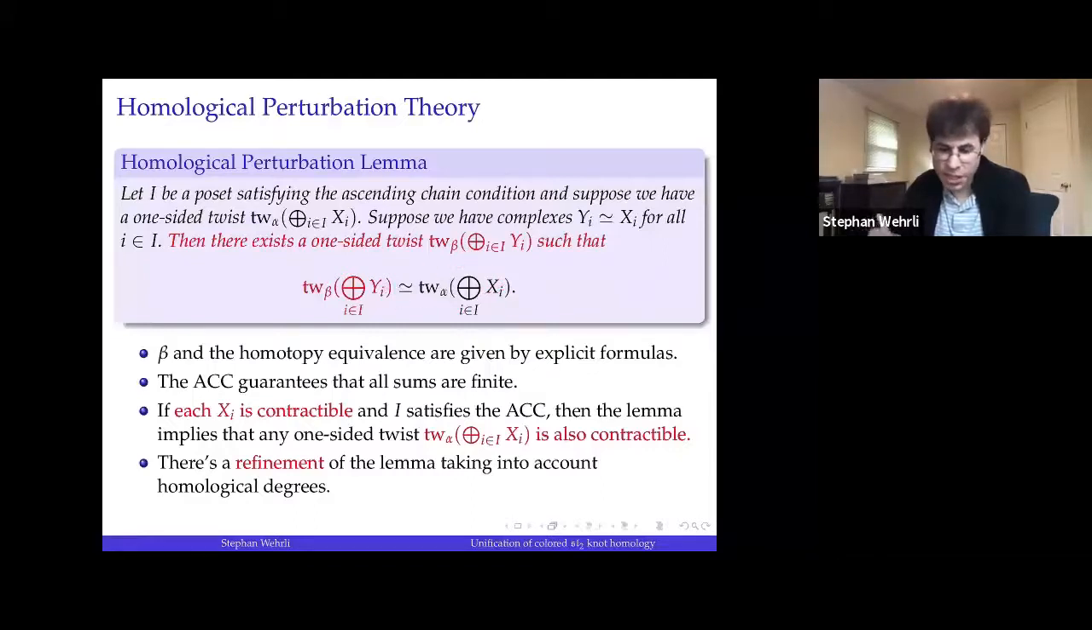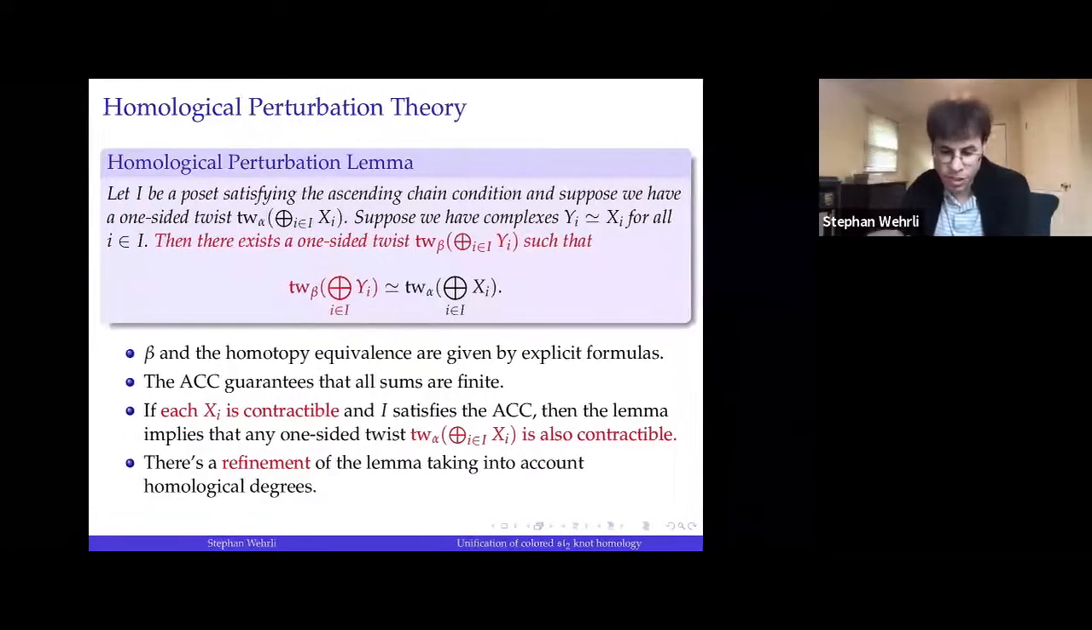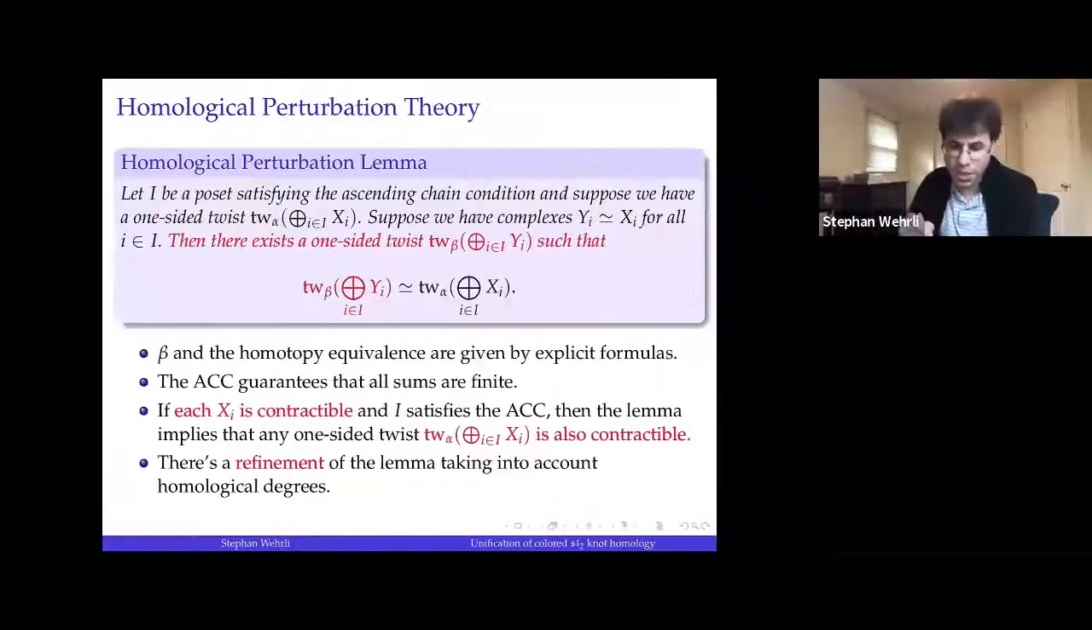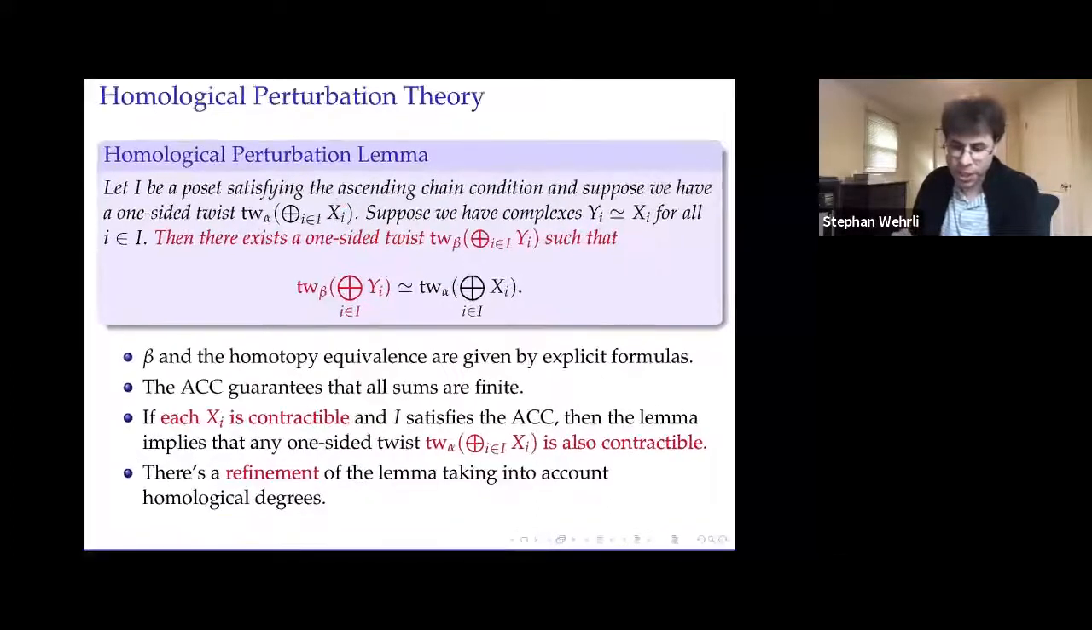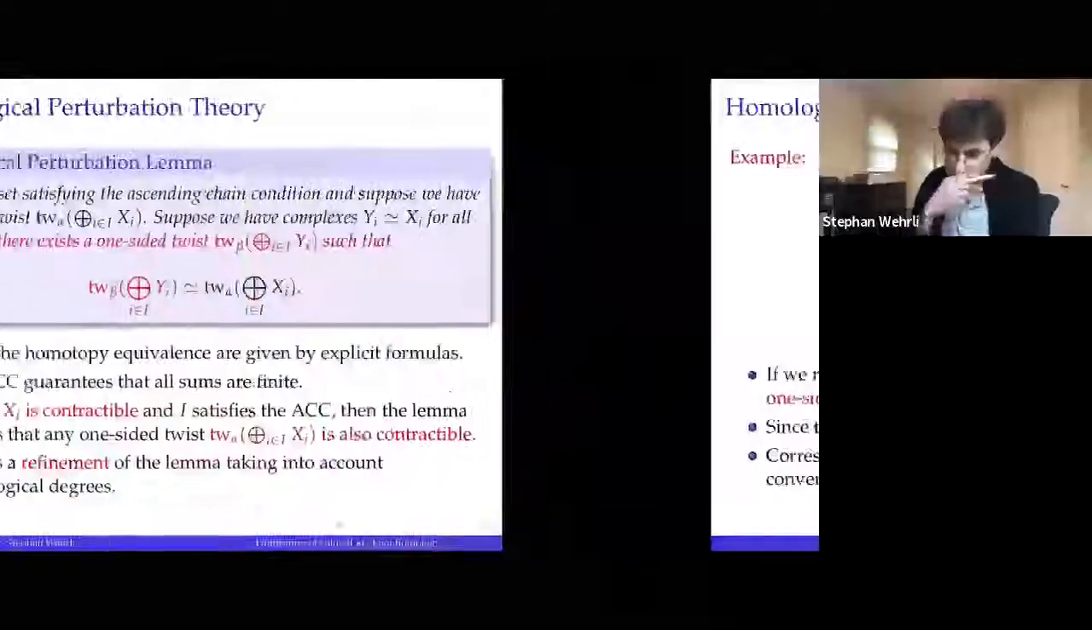But this only holds under some assumptions, namely, again, the twist has to be one-sided in the sense described before, and the index set, the partially ordered set, has to satisfy the ascending chain condition. And then there are some refinements of this lemma. So there's a graded version. Basically, this ascending chain condition only has to hold within each homological degree. So let me do an example.